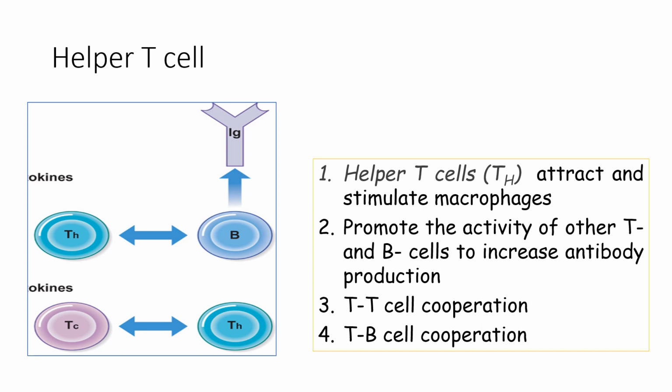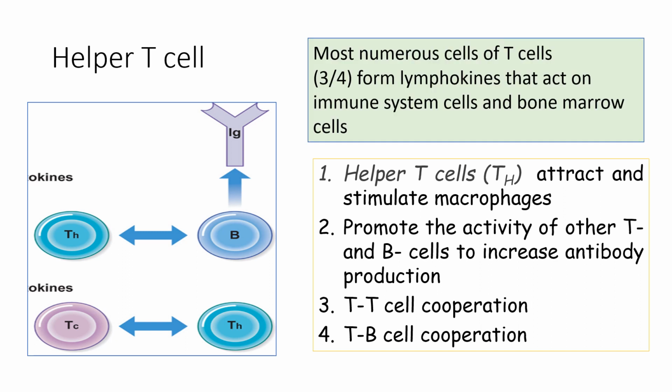The next type of cell is the helper cell, abbreviated as TH. These helper cells, they attract and stimulate macrophages. They cause increase in activity of B cell to increase the antibody production. Also cooperates with T cell and causes the activation of cytotoxic T cell. So these are the most numerous type of cell, that is 3/4 of the T cells is formed by these helper T cells, and they also release lymphokines which act on the immune system and the bone marrow cell to cause the enhancement of the immune response.